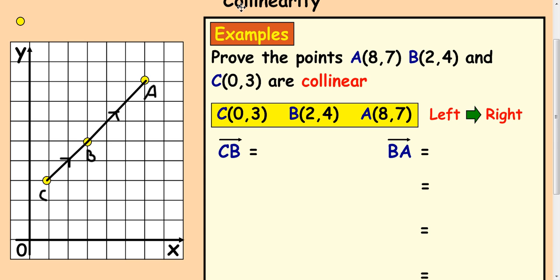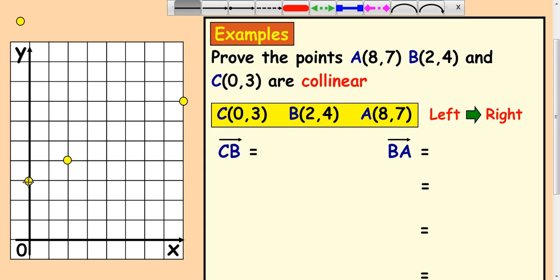Now, if we want to arrange this exactly, it may be a wee bit better. Let's do that. So what have we got? 0, 3, then we've got 2, 4, and then we've got 8, 7. So that would be the points there.